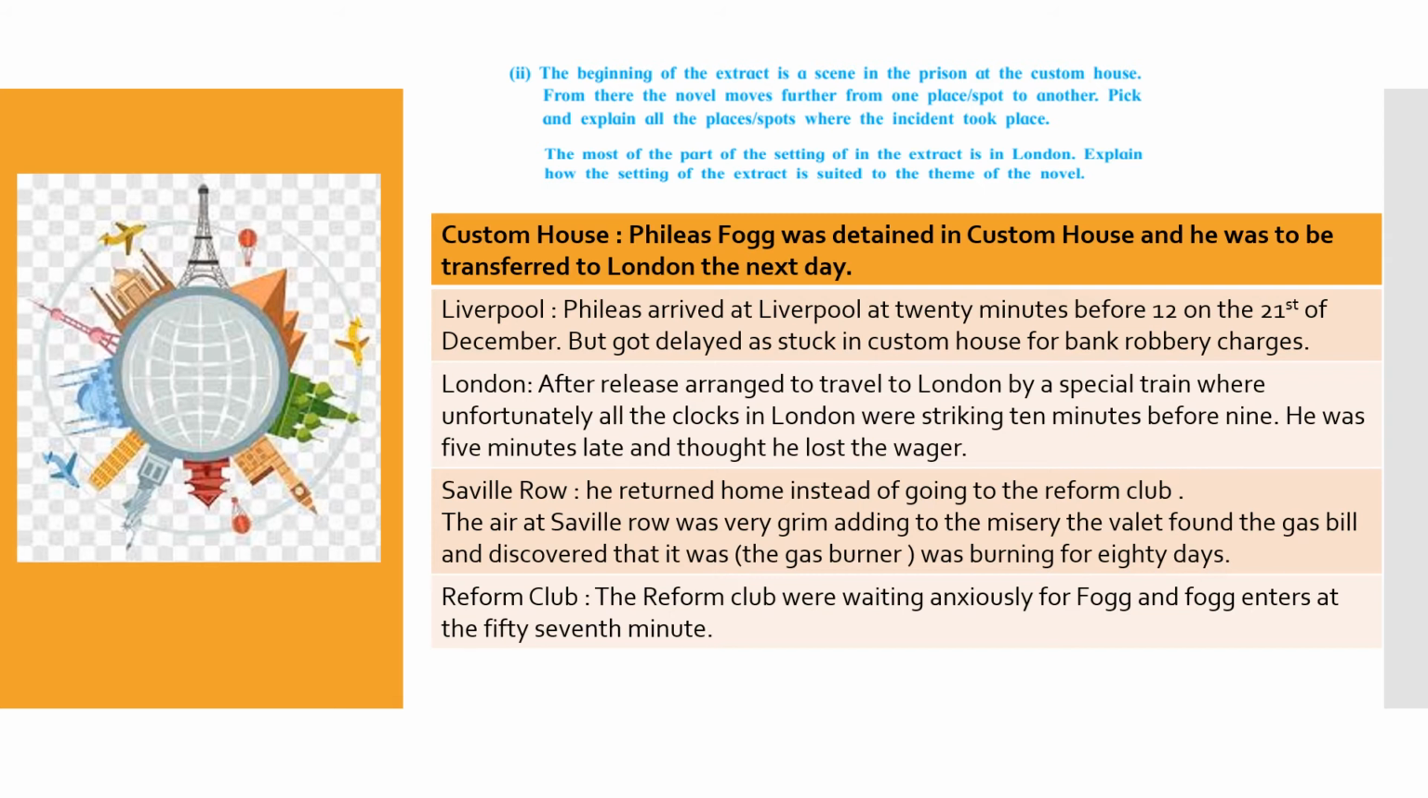The last spot was the Reform Club, where his friends waited for him and even tried to trace him. They were not aware of his return to Saville Row. As they waited, with bated breath, thinking Fogg wouldn't make it on time to complete the challenge, at the 57th second the door of the saloon opened, and the pendulum had not beat the 60th second when Fogg appeared, followed by an excited crowd.